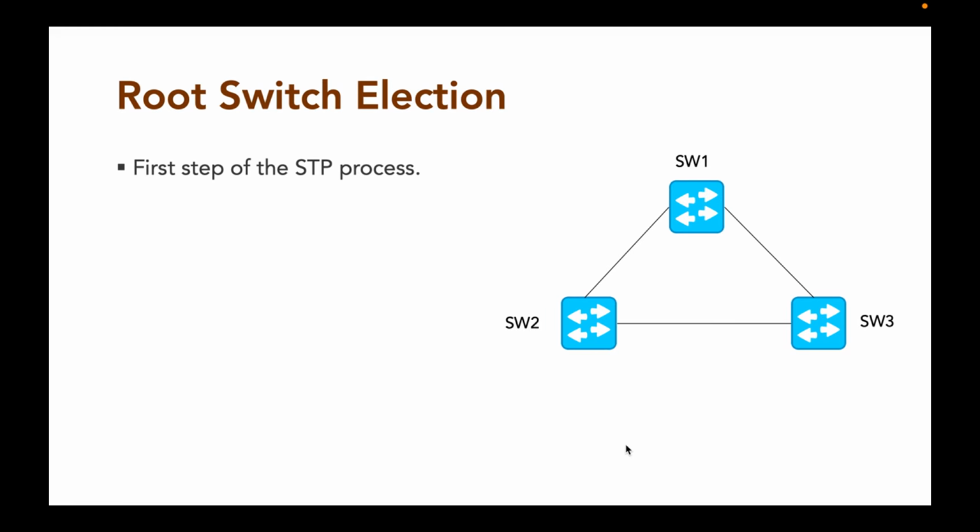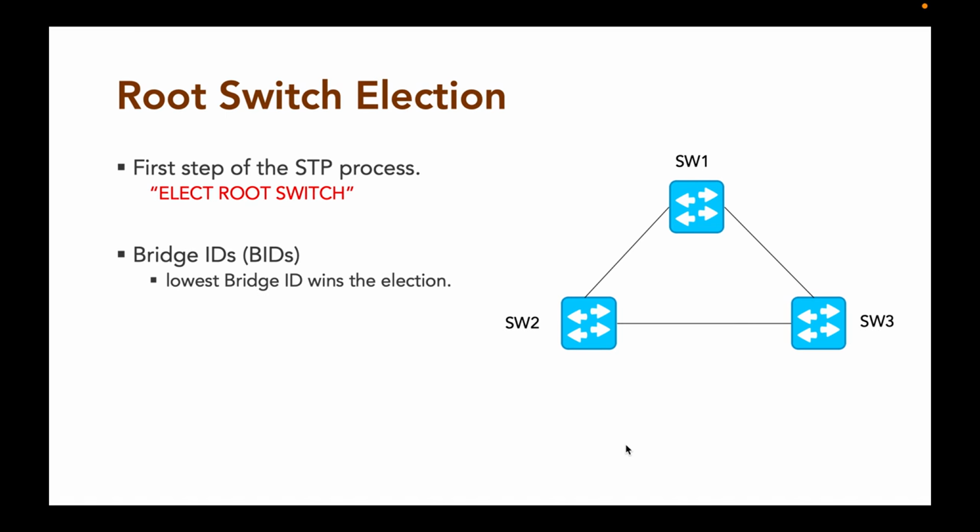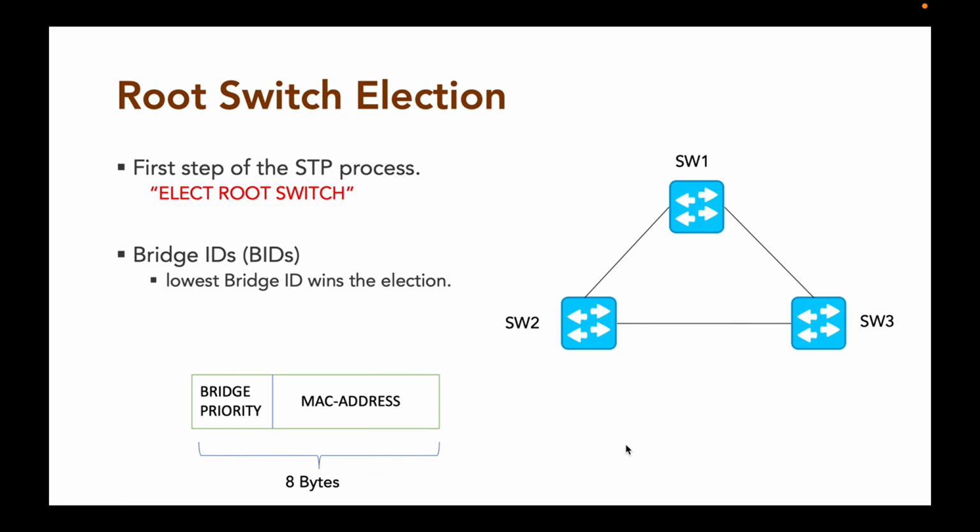The first step of the STP process is to elect the root switch in the network. The election is totally based on the bridge IDs sent in the BPDUs. The switch with the lowest bridge ID is chosen as the STP root switch. The bridge ID is 8 bytes and consists of a 2-byte priority field and a 6-byte system ID, which is nothing but a universally burned-in MAC address on each switch. The MAC address and priority together make up the bridge ID. The bridge ID, or BID, uniquely identifies every switch on the spanning tree.